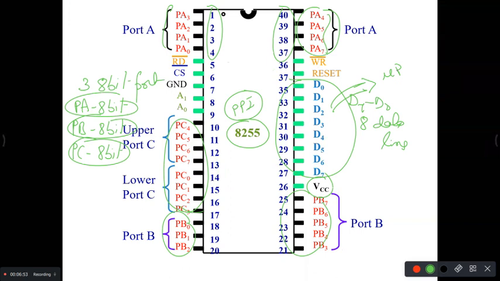Okay. Then see here, it has got chip select. What is the meaning of chip select?